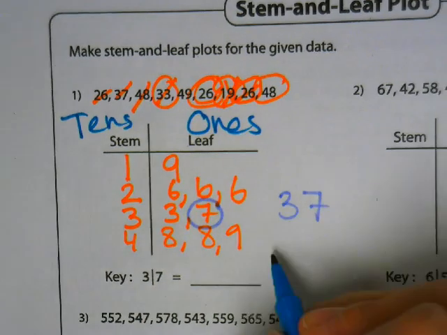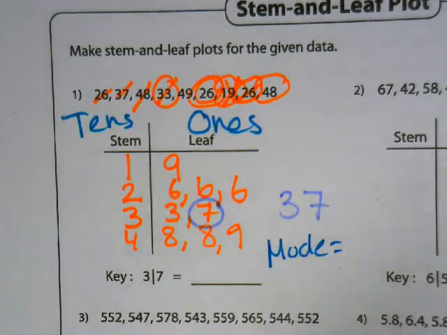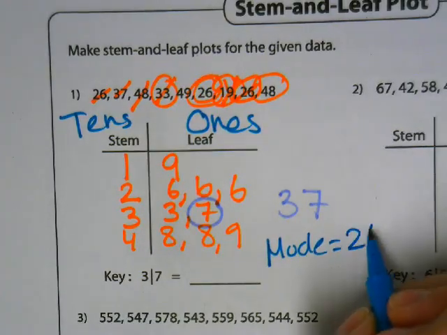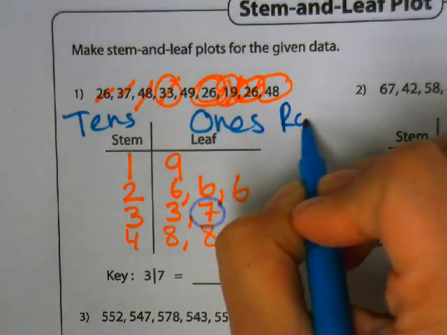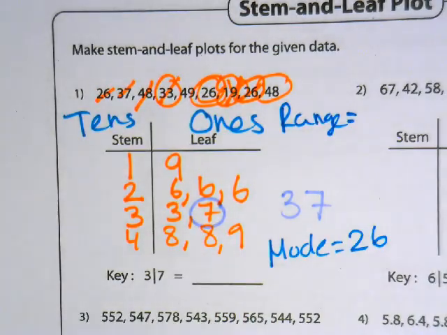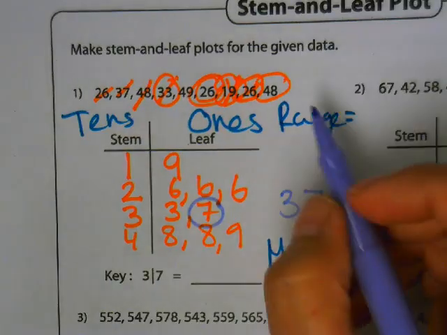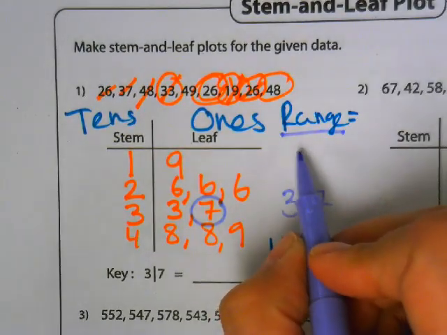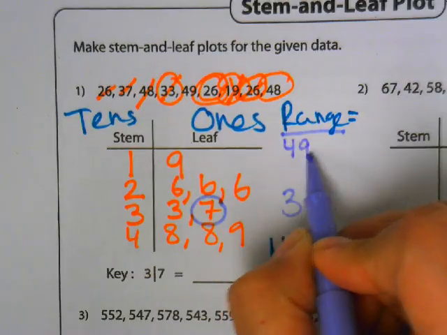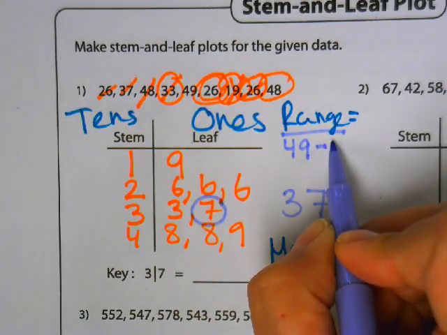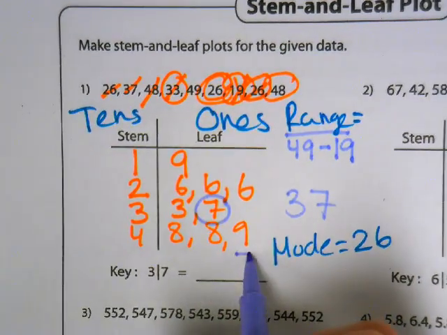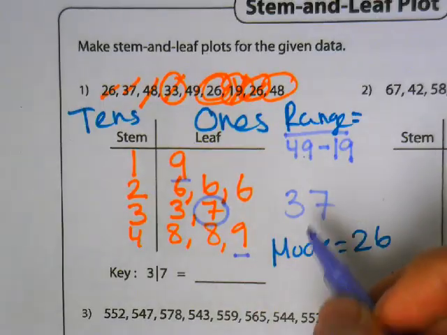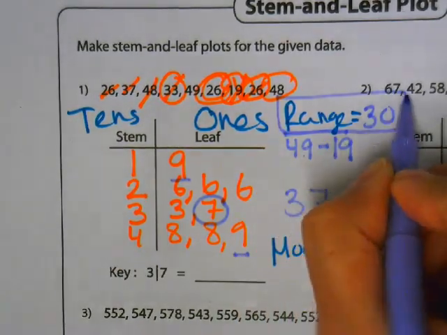I want to know, what's the mode equal to? Mode is what? Most. Which one repeats the most? Okay. What's the range? How do I find range? Big minus small. Yep, big minus small. So the range. What's my biggest number? 49. Minus, what's my smallest number? 19. 19's my smallest. Okay, what's 49 minus 19? 30. So my range is 30.